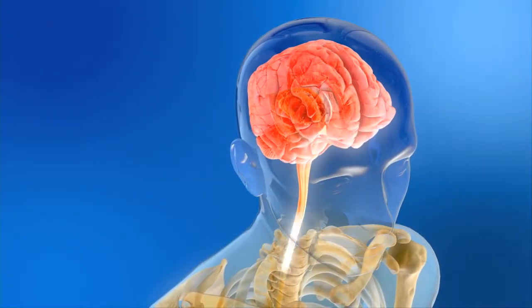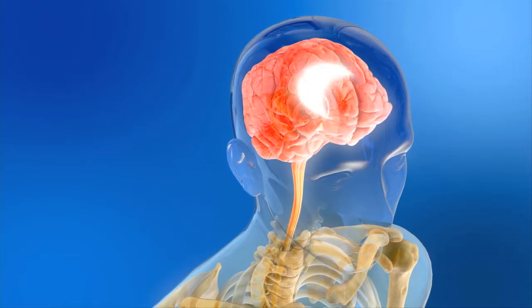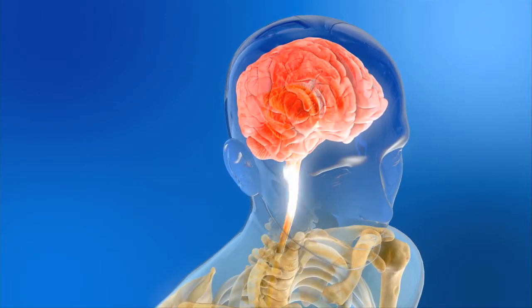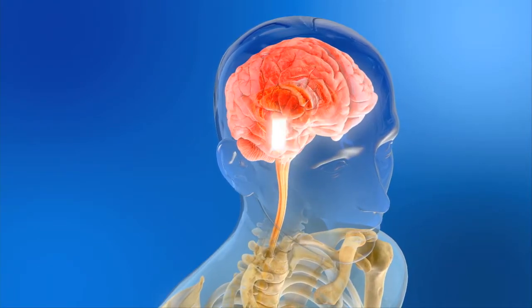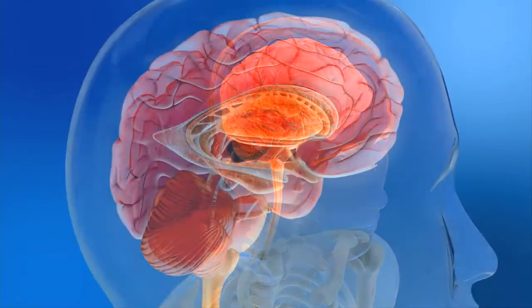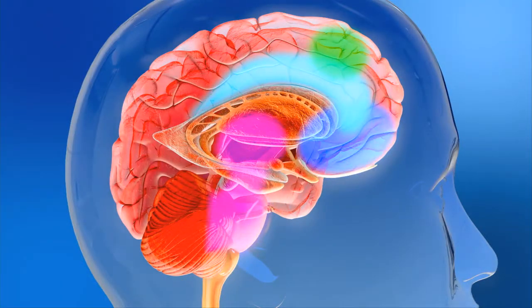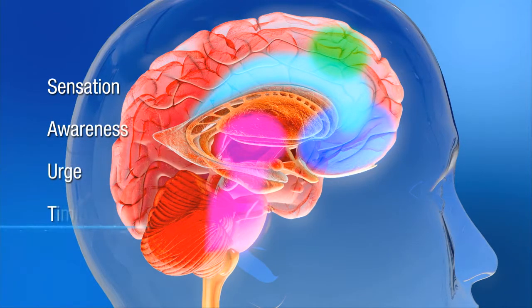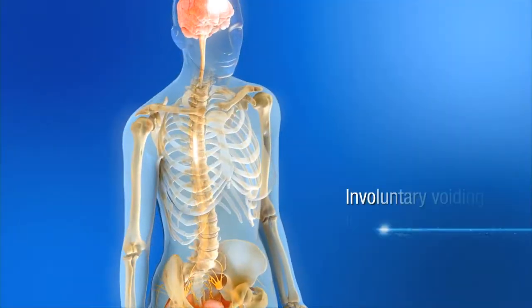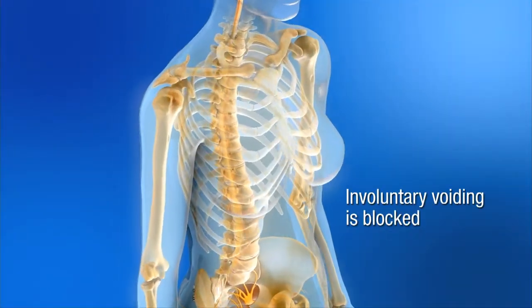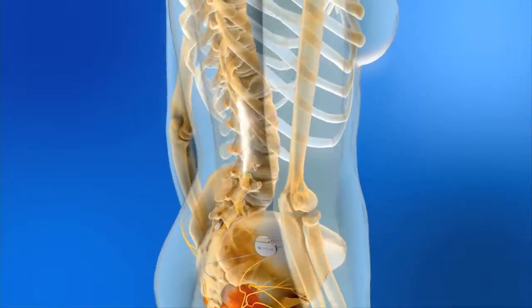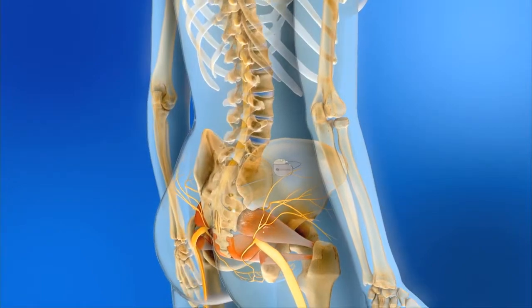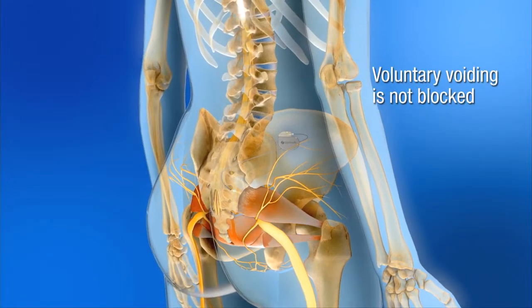OAB patients with sacral neuromodulation exhibit patterns of brain activation similar to that of patients with normal function, when compared with OAB patients without sacral neuromodulation. These effects are observed in areas of the brain involving sensation, awareness, urge, and timing of urination. This suggests that sacral neuromodulation patients experience normalized sensory signaling to the control centers of the brain, while motor pathways are uninhibited, so as not to suppress voluntary voiding.